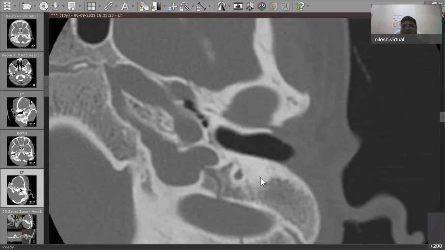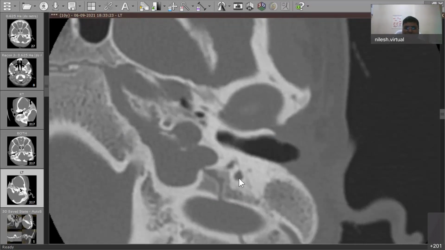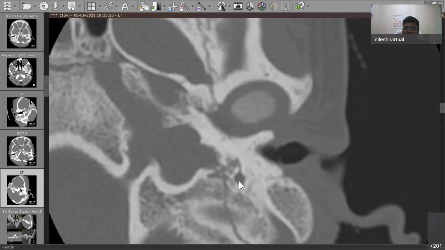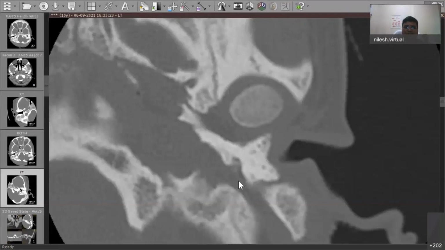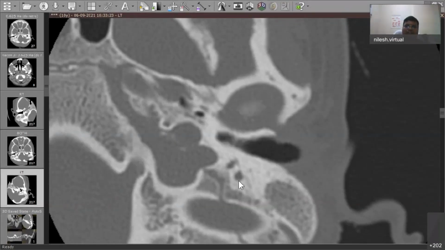Why? Because this bone is densely sclerosed, in the lower part particularly. So there are hardly any air cells to confuse us with the facial nerve. That's why this is the only soft tissue structure which continues down to the stylomastoid foramen. So this is how you can trace the facial nerve.